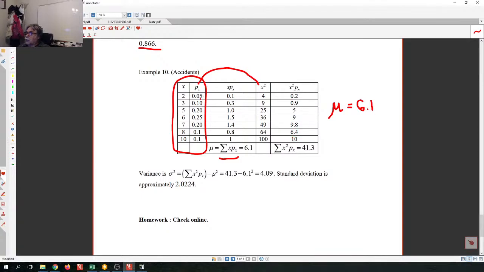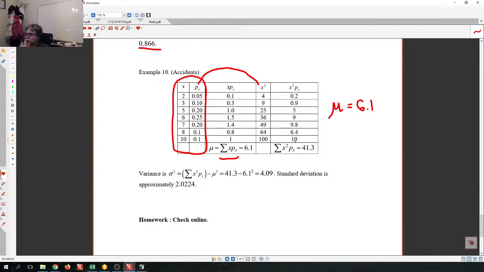Row-wise, okay? 0.05 times 4 is 0.2. 0.1 times 9 is 0.9. 0.2 times 25, that's 5. Use your calculator if you don't see. 0.25 times 36, that's 9. 0.2 times 49, it's 9.8. 0.1 times 64 is 6.4. And 0.1 times 100, that's 10. That's easy to calculate even without a calculator. So these are all of the terms that you need to have in the expectation of a square.